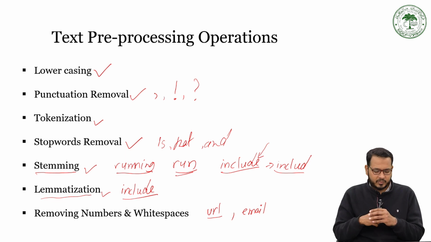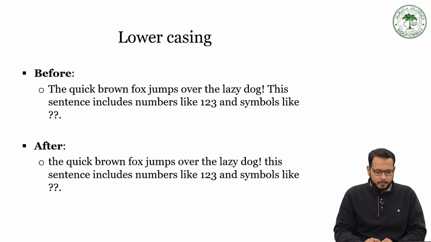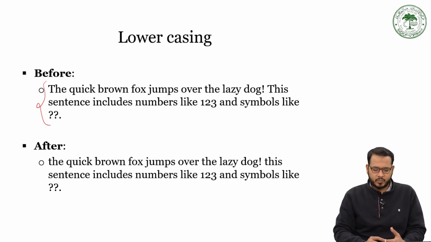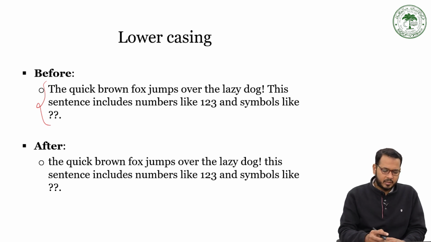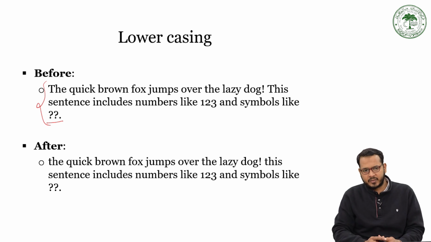We call them tokens. So let's see an example of these pre-processing steps one by one. Let's say this is my input statement: The quick brown fox jumps over the dog! This sentence includes numbers like 1, 2, 3 and symbols like a double question mark. So we have, let's say, some sentence like this.